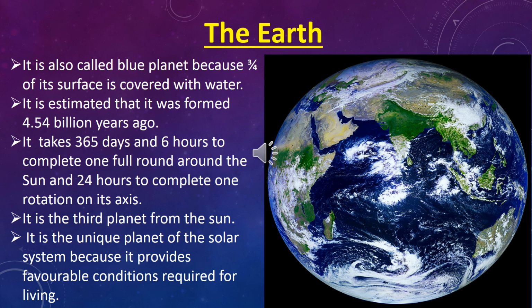The first two are Mercury and Venus. It is the unique planet of the solar system because it provides favorable conditions required for living. That's why we have life only on Earth. Why? Because water is there, which is required for life. Oxygen is there, which is a must for plants as well as for living beings.